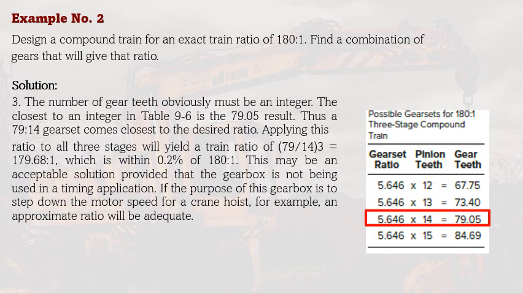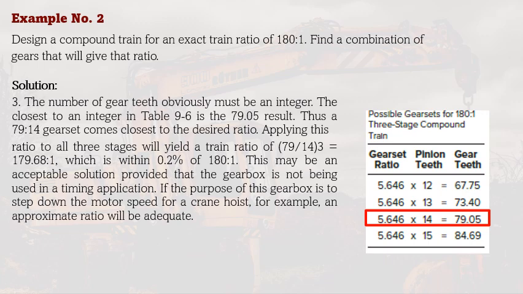Applying this ratio to all 3 stages will yield a train ratio of 79 over 14 cubed, which is 179.68 to 1. That is within 0.2% of the required 180 to 1. This may be an acceptable solution, provided that the gearbox is not being used in a timing application. If the purpose of this gearbox is to step down the motor speed for a crane hoist, for example, an approximate ratio will be adequate.